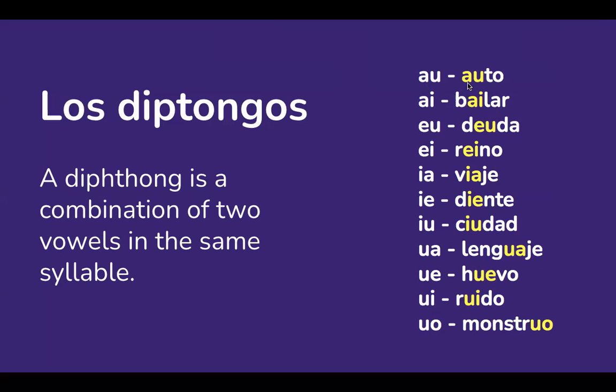Au, auto. Ai, bailar. Eu, deuda. Ei, reino. Ia, viaje. Ie, diente. Iu, ciudad. Ua, lenguaje. Ue, huevo. Ui, ruido. Uo, monstruo.